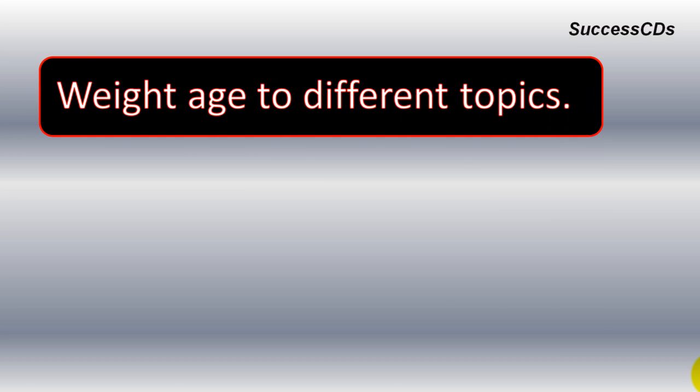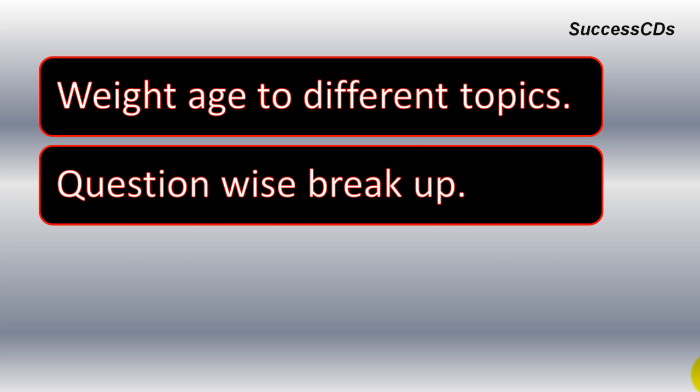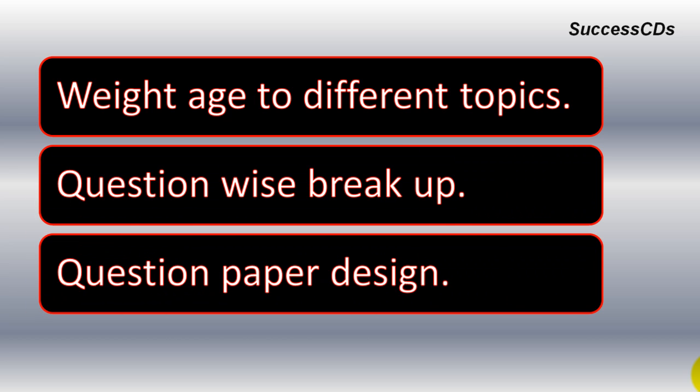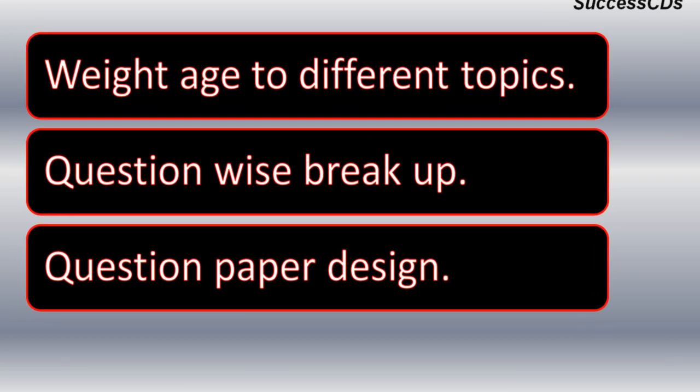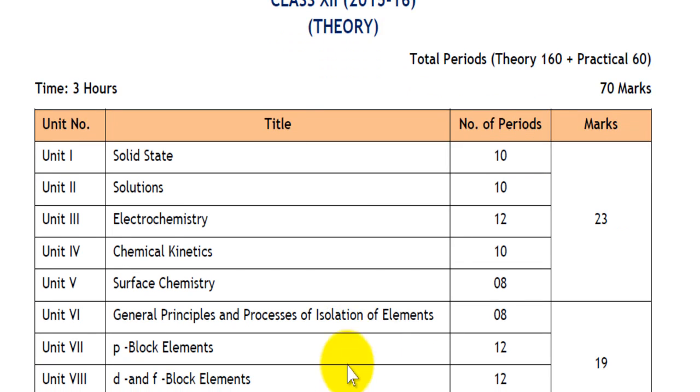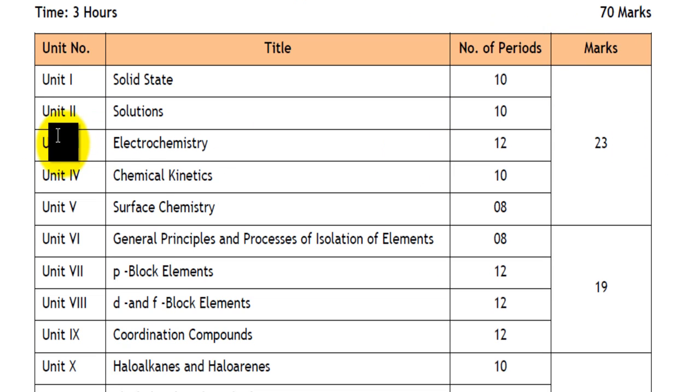For the theory paper, I will tell you the weightage which is given to different topics, the question wise breakup, and the design of the question paper. This information that I am sharing with you is also available on the official website of the CBSE. You can see here unit 1, 2, 3, 4 and 5.